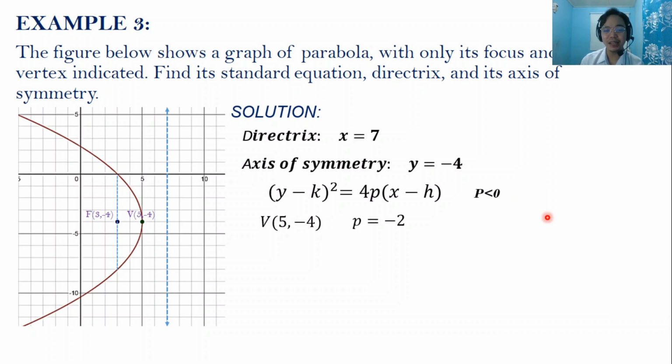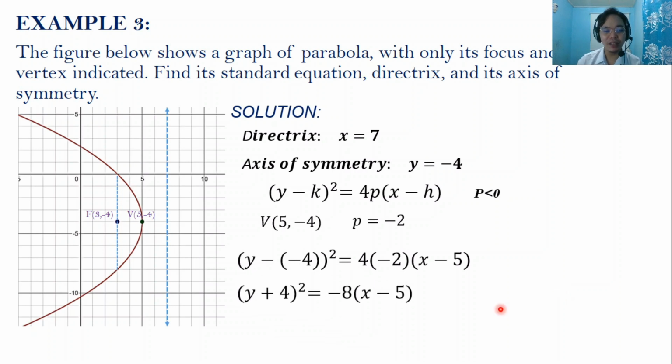So i-substitute lang natin siya doon sa ating standard equation. And we will have the quantity y minus negative 4, because this is k, squared equals 4 times negative 2 times the quantity x minus 5. So our standard equation will be the quantity y plus 4 squared equals negative 8 times the quantity x minus 5.